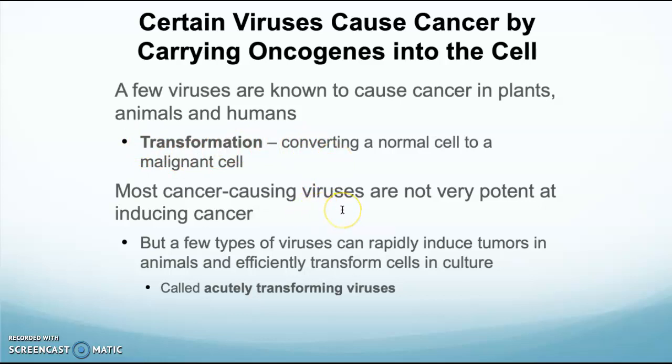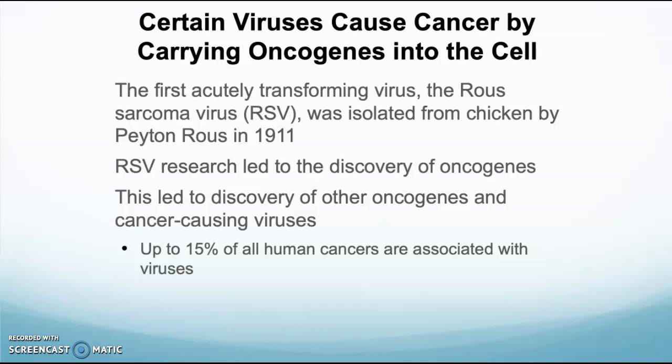Most of these cancer-causing viruses are not very potent at inducing cancer, but there are a few types that can rapidly induce tumors in animals, and these are what we call acutely transforming viruses. These are ones that we find to be particularly dangerous. The one that probably was first discovered was the Rous sarcoma virus, or RSV, and this was isolated from chickens in 1911. The research of this has led to the discovery of many oncogenes and cancer-causing viruses.